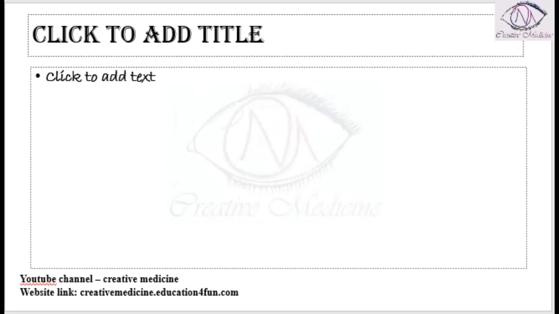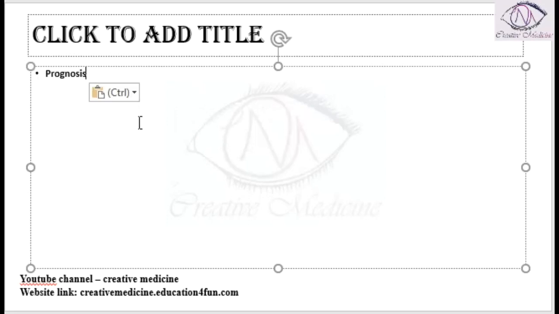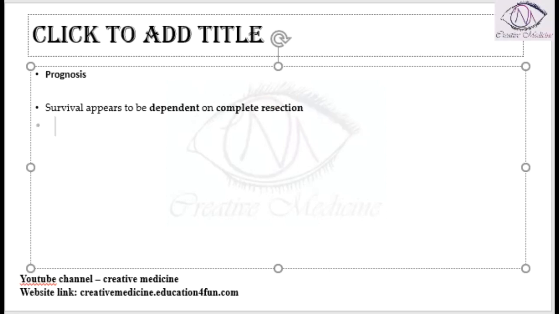Then prognosis of hepatoblastoma. Survival in hepatoblastoma depends upon complete resection. If there is complete resection, then long-term survival is seen in 60 to 70% of the cases. After complete resection, long-term survival is seen in 60 to 70% of the cases.